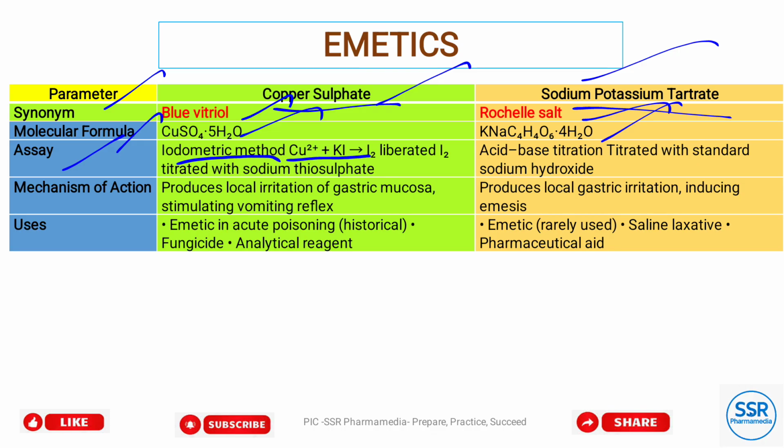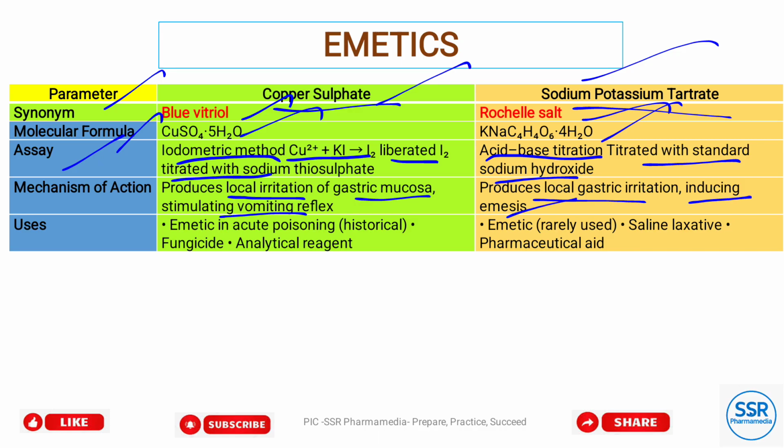Copper sulfate reacts with potassium iodide to liberate iodine. That liberated iodine is titrated with sodium thiosulfate. Sodium potassium tartrate is assayed by acid-base titration, titrated with standard sodium hydroxide. The mechanism of action of copper sulfate is to produce local irritation of gastric mucosa, stimulating the vomiting reflex. Sodium potassium tartrate also produces local gastric irritation and induces vomiting.